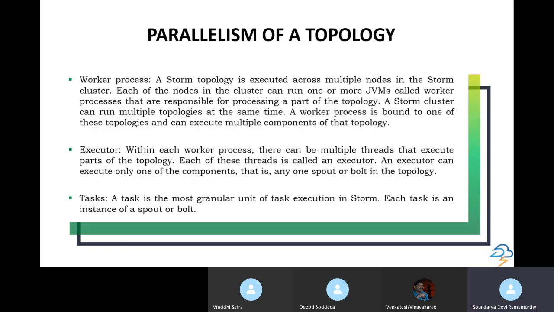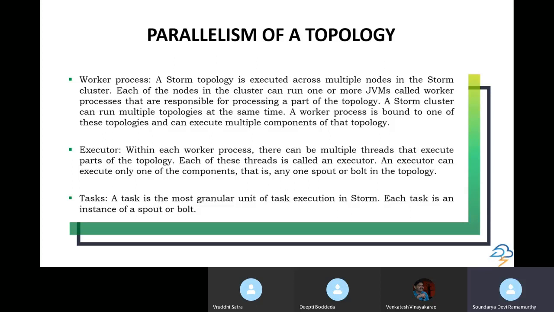So the worker process: in a Storm topology, the topology is deployed across multiple nodes in the Storm cluster. But inside each node, we can run multiple virtual machines. Since it is in Java, we say JVMs, that is Java virtual machines. And each of these virtual machines is a worker process. And one more thing, in a Storm cluster, we can run multiple topologies at the same time. But a worker process can be responsible for only one topology. We can't run two topologies on the same worker process. This gives a little bit of isolation and degree of freedom between the topologies.